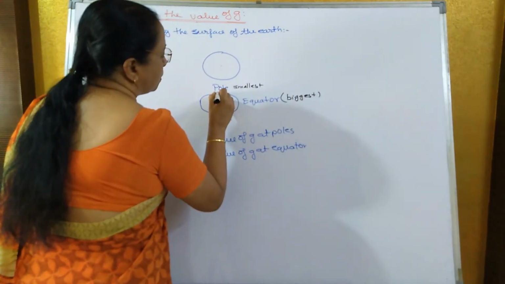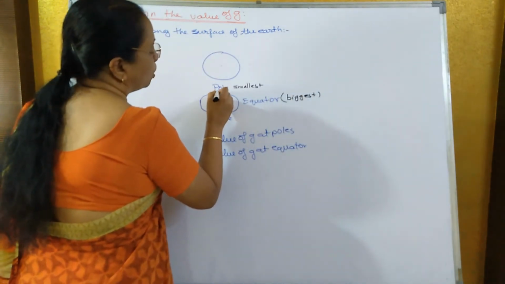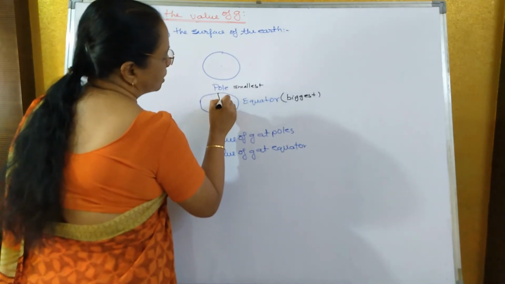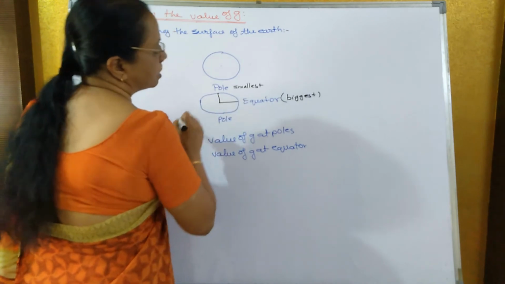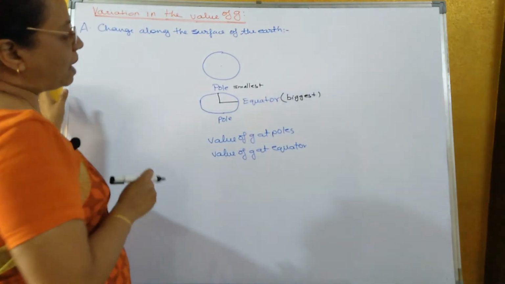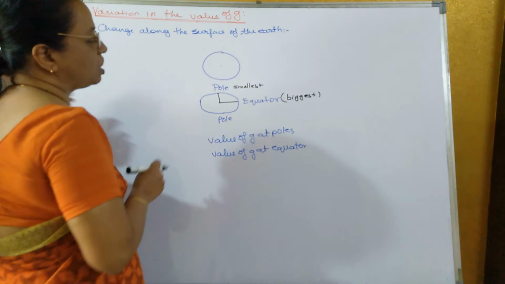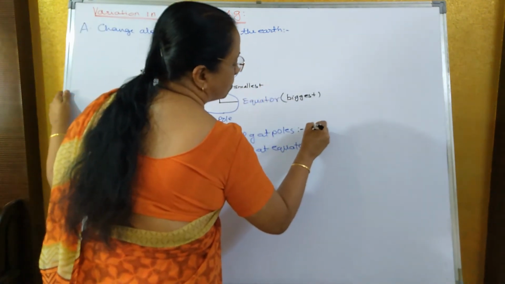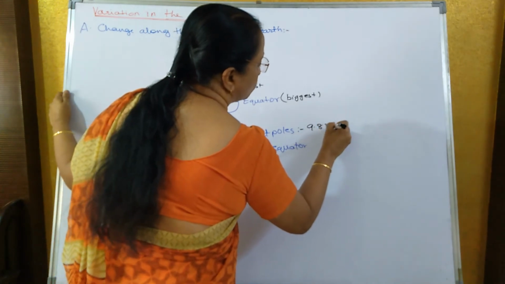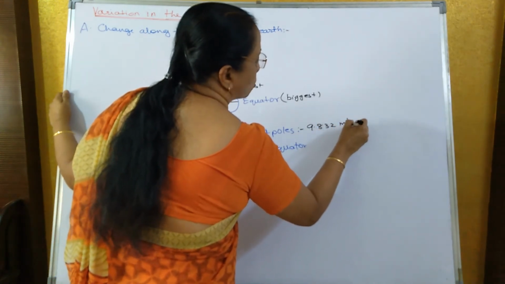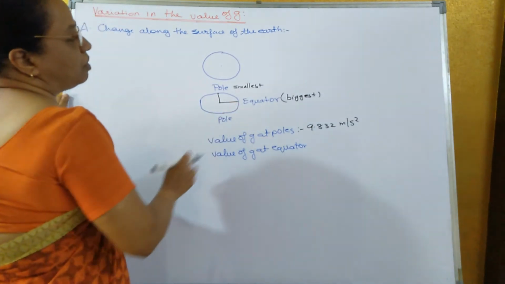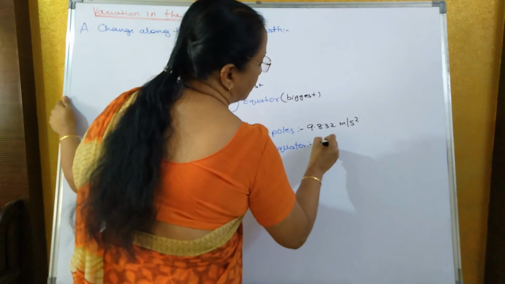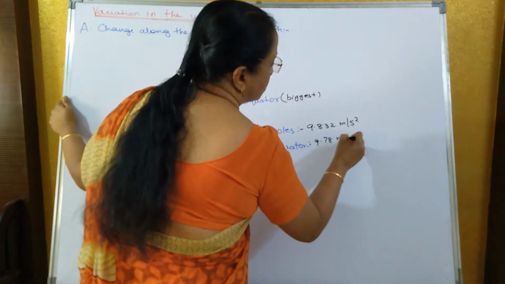The distance from a point on the surface of the earth to the center is smallest at the pole and largest at the equator. Accordingly, the value of g also changes. The value of g at the pole is the biggest. How much is it? 9.832 meter per second square. And at the equator, the value of g is smallest. How much is it? 9.78 meter per second square.